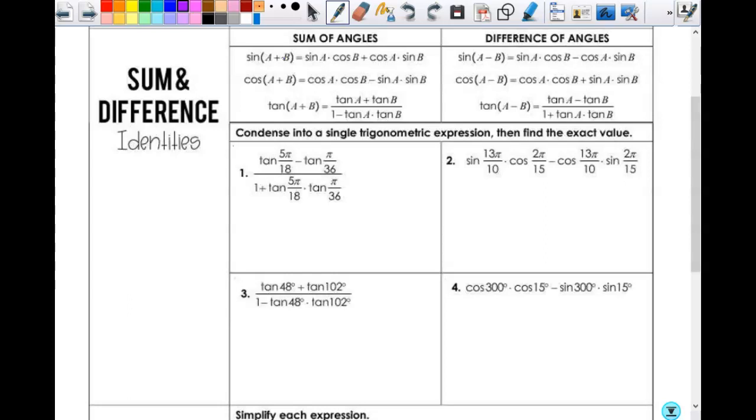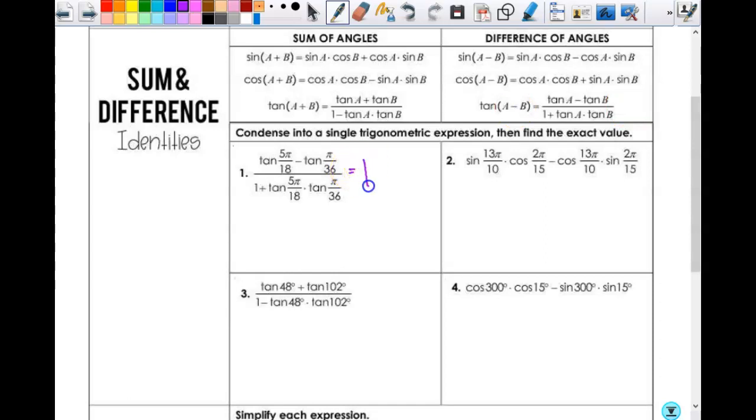So we're going to start by condensing some. So when I look at number 1, tangent of 5 pi over 18, not something that you know, maybe something you could figure out. But when I have this, I can't factor out a tangent and then subtract those two or anything like that. But if I look up here at my identities, this one looks very similar to this. However, the signs are in a different place. So if I look over here, we've got tangent minus tangent over 1 plus tangent times tangent. And this would be the A and the B, the A and the B. So it looks like this right here, which means it's equal to the tangent of A minus B.